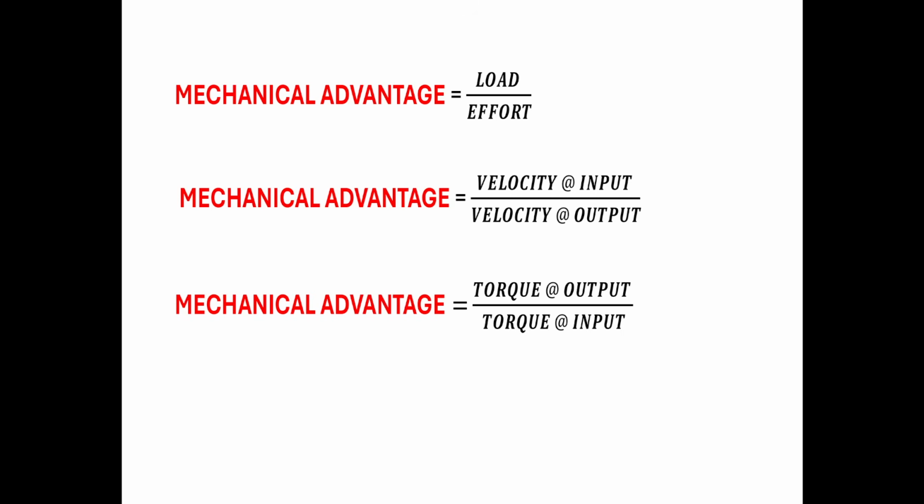Finally, torque at output to torque at input. A mechanism attains a value wherein mechanical advantage is equal to infinity. That means on the input side, if a smaller quantity is given, or a smaller magnitude of torque or effort is given, that yields a higher output.